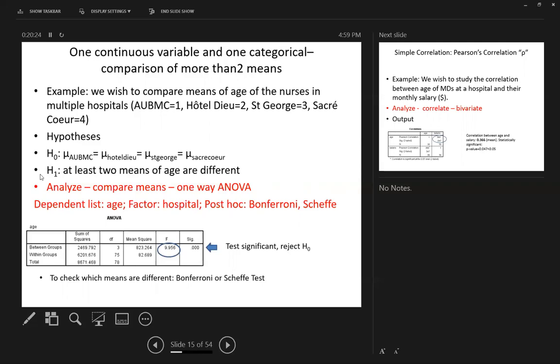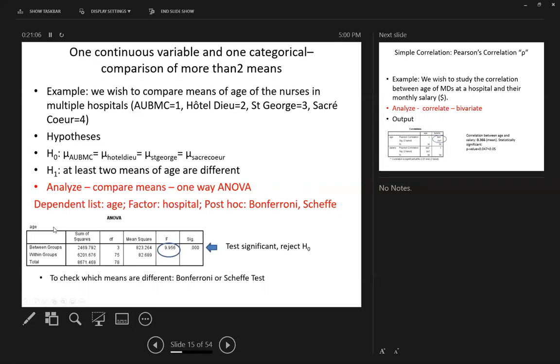So the hypotheses are: the means are equal, mean age in the population, or at least 2 of the means are different. Because we are looking at not 2 means, but 4 means, the proper SPSS command is analyze, compare means, and one-way ANOVA. If we want to look at which of the 2 means are different, is it Saint George versus Sacré-Cœur, Hotel Dieu versus Saint George, you do something called post hoc analysis, which is Bonferroni and Scheffé. So my dependent list is age, because I'm testing for age, and my factor is hospital.